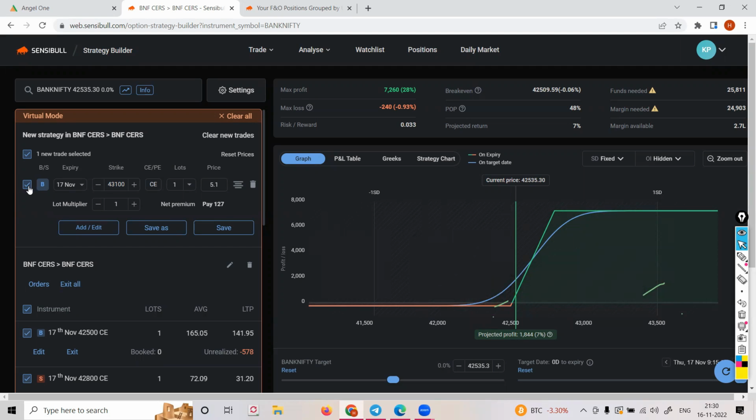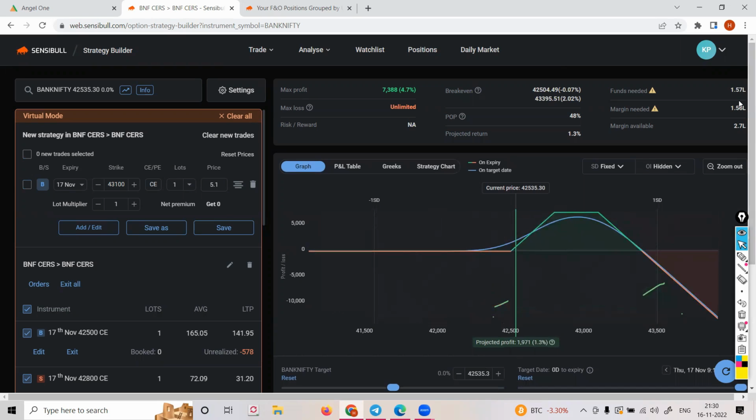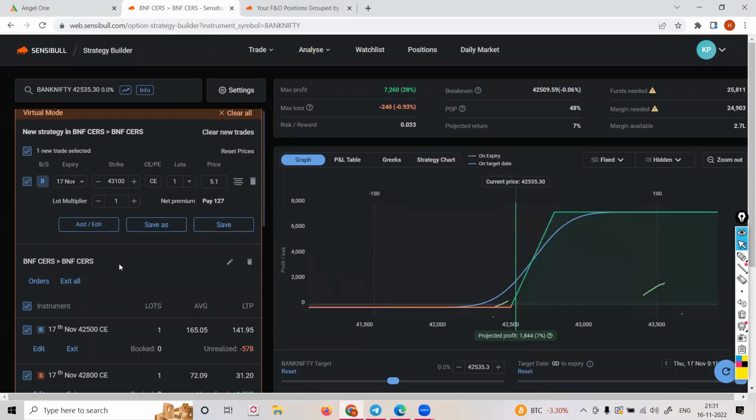See, again, I'll deselect this thing. Now check this. Your capital is 1,56,000. All right. Your profit is 7,300. Yes, 4.7% is your profit on a capital of 1,56,000, if I exit the second sold position.